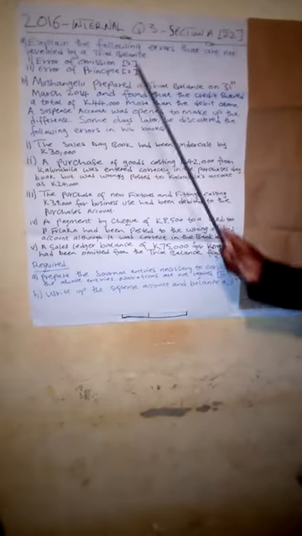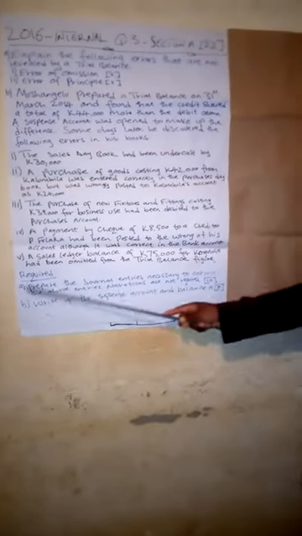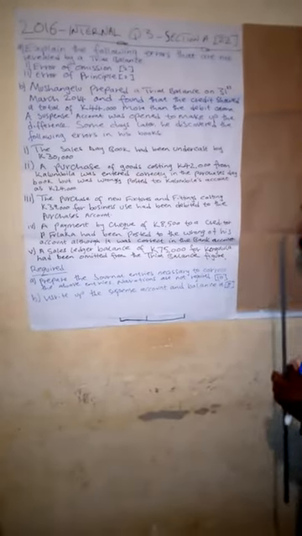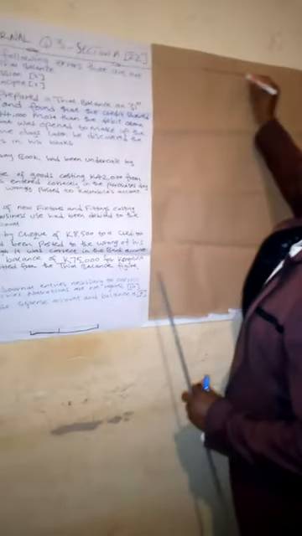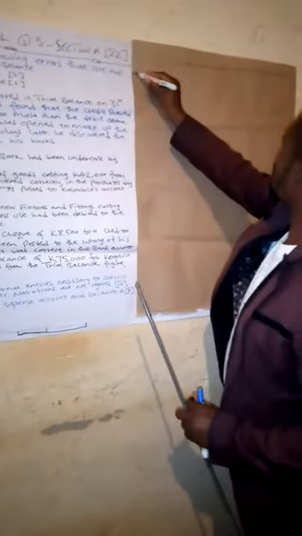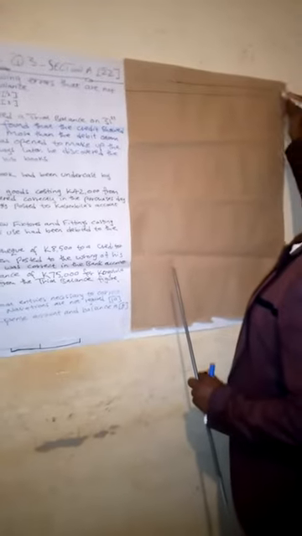Alright, so since we are done with part A, we can come to part B, where we are supposed to prepare the journal entries and also prepare the suspense account. So I'll start with the journal entries. So this is the journal.